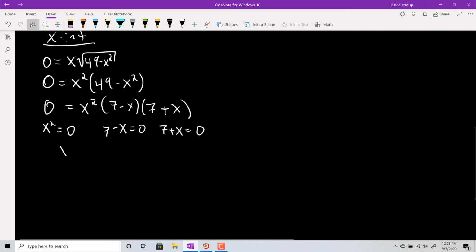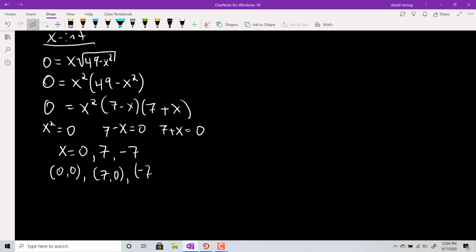So x is 0, x is 7, or x is negative 7. So we get 3 x-intercepts: (0, 0), (7, 0), and (-7, 0).